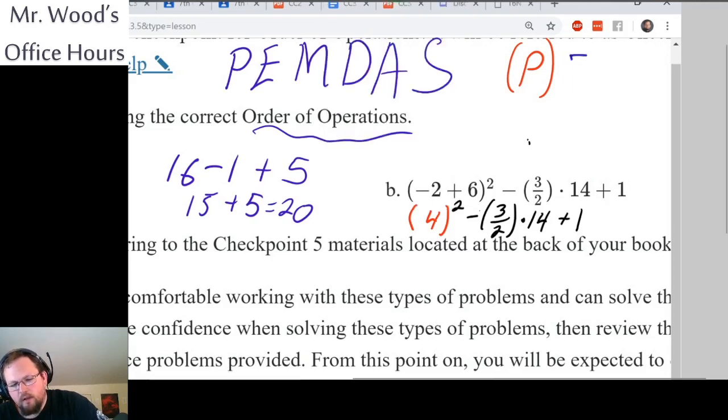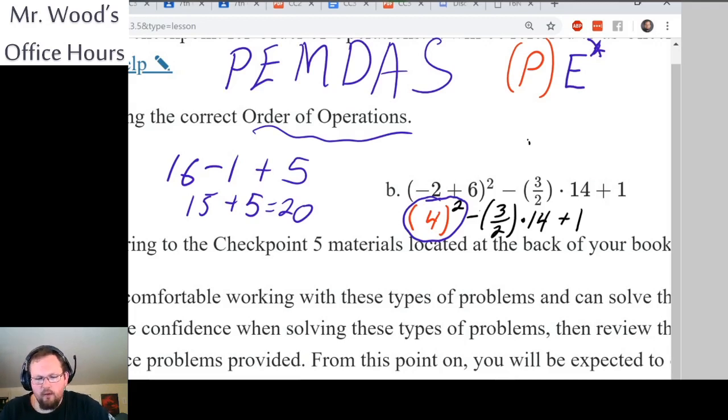Now I need to deal with anything that's an exponent. So any little exponents there are what I need to deal with now. So this 4 squared is not 8. Anybody that's like, oh, I know 4 squared, it's 8, I know. It's not 8. It's 4 times 4, which is 16, minus, and again, all the steps will help save you from making mistakes later on, the 3/2 times 14 plus 1.